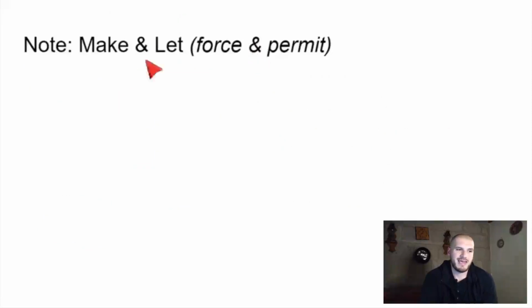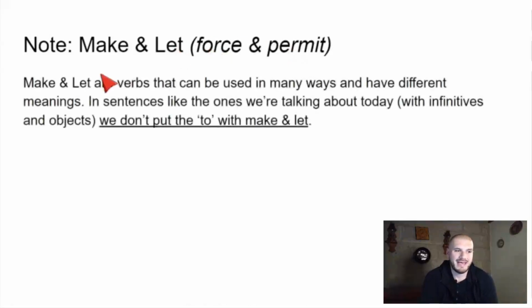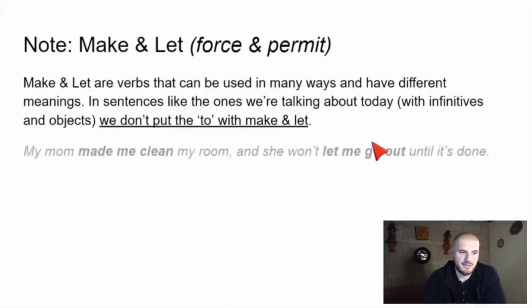Let's note make and let, okay? To make someone do something is to force, and to let someone do something is to permit. So make and let are causatives, okay? They're verbs that can be used in many ways and have different meanings. In sentences like the ones we're talking about today with infinitives and objects, we don't put the to with make and let, all right? So my mom made me clean my room and she won't let me go out until it's done. So look at that.